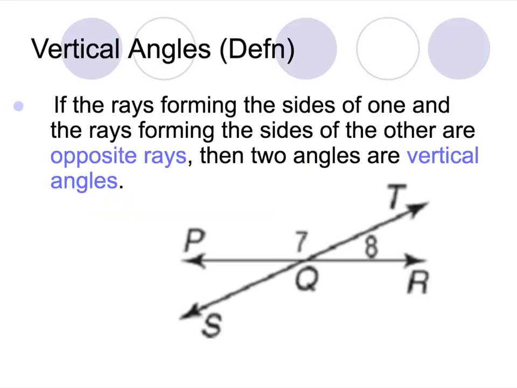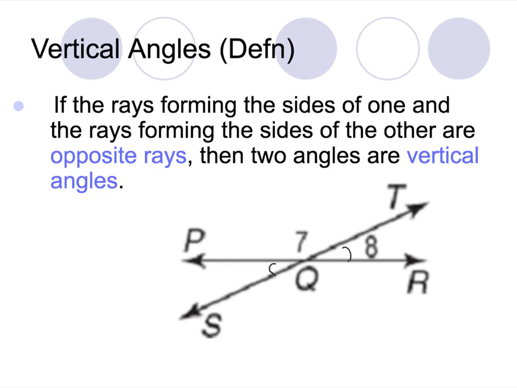So this is our vertical angles definition. It says if the rays forming the sides of one angle and the rays forming the sides of another angle are opposite rays, then the two angles are vertical. I think it's easier thinking about it as if you've got two lines that crisscross, right? They form two angles. Well, really the rays form angles, because by definition, angles are made of two rays with a common endpoint.